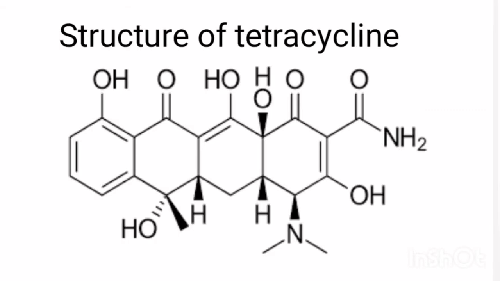The basic structure of tetracycline is given here, and the structure is composed of a naphthacene ring, that is a 4-ring structure. Then they are yellow in color. Please note the structure.